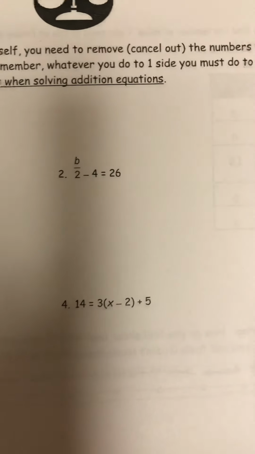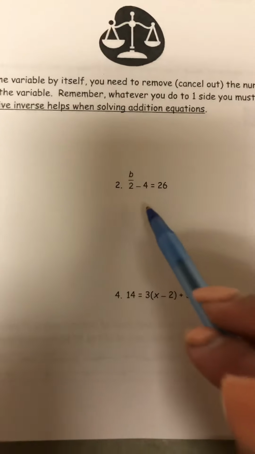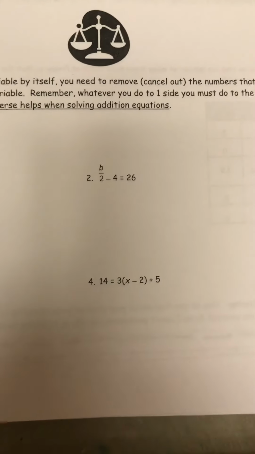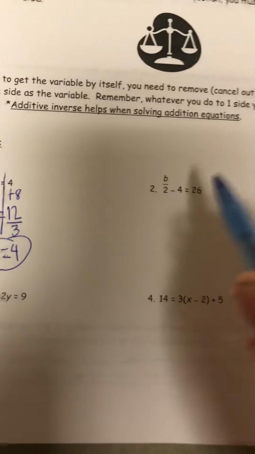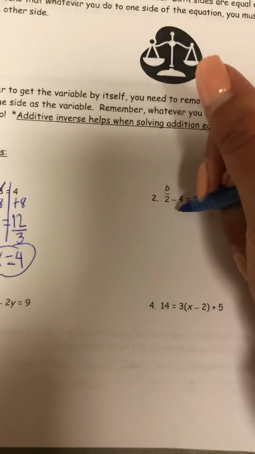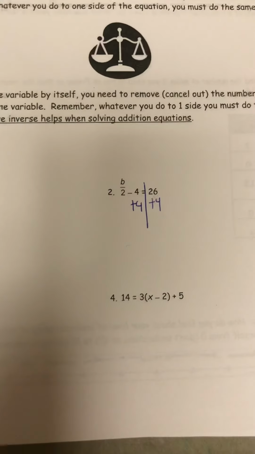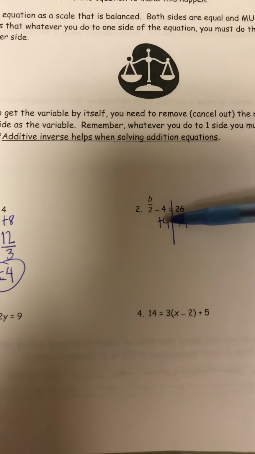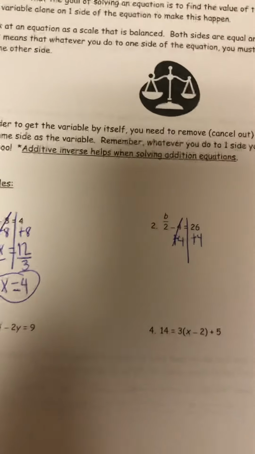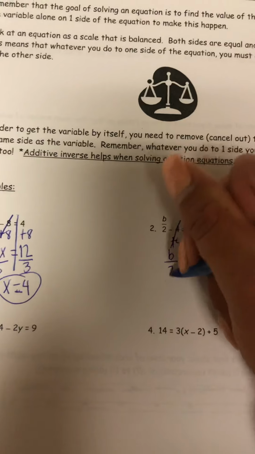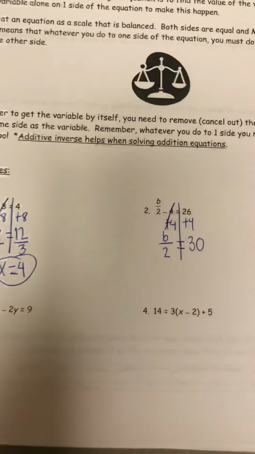All right, number 2, I have b over 2, or b divided by 2, minus 4 is equal to 26. Again, I want that b by itself, so I'm going to get rid of the negative 4 first. So I'm going to add 4 to both sides. I like having this line down the middle so that I can separate both sides of the equation so I know I'm keeping it equal. That will cancel. So I'm left with b over 2 is equal to 30.